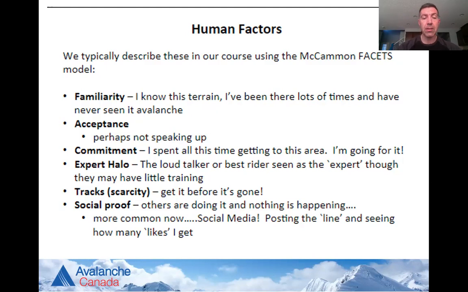So, acceptance. This is more about being involved within a group, and it's quite closely linked with the expert halo. Within a group, something's wrong, but you don't feel that you can speak up because you feel like you're the least experienced person in the group. So-and-so has done a lot more ski touring, a lot more ski mountaineering, whatever it might be, than you have. So you're like, oh, do I speak up? It doesn't feel right, maybe I should say something, but I don't. So acceptance is a real problem.